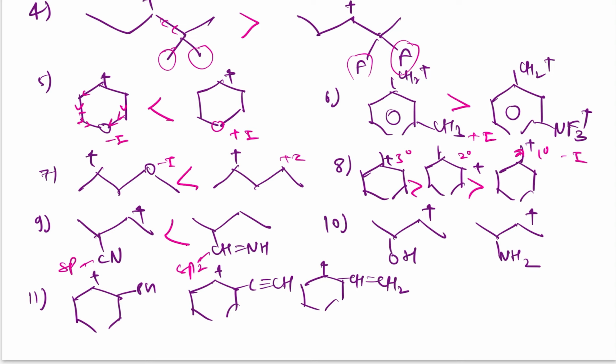If we talk about the electronegativity, fluorine, oxygen, nitrogen: oxygen is more electronegative, nitrogen is less electronegative. So it has more minus I, lesser plus I. In these two, we know of phenyl, this is the most electronegative, and this is the least electronegative. So that will be 1, that will be 2, and that will be 3. So that's how we talk about it.